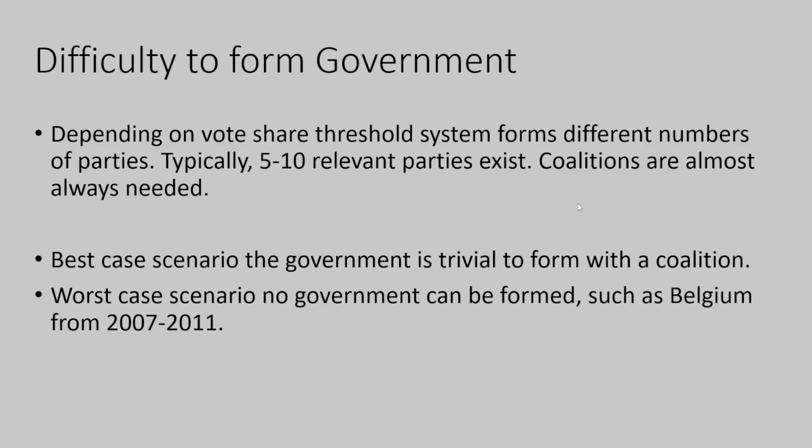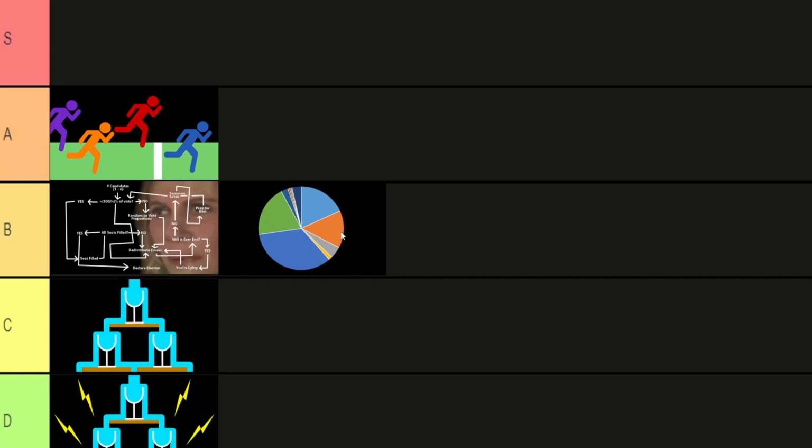So where does this put proportional? Open list proportional is solidly in B tier. There is a lot to like about it. I do like that compared to closed list, you can vote for your preferred candidate. I also think it does its main point extremely well. It is very proportional by my definition. The big issue to me, which holds it back from A tier, is it just doesn't satisfy, to me, the ease of forming government.